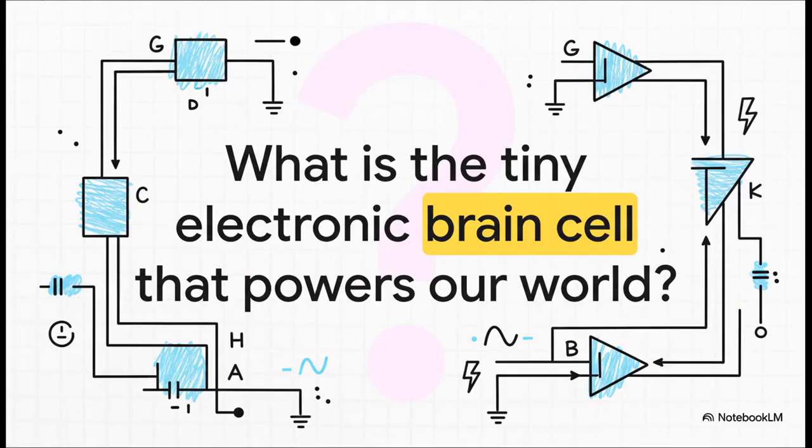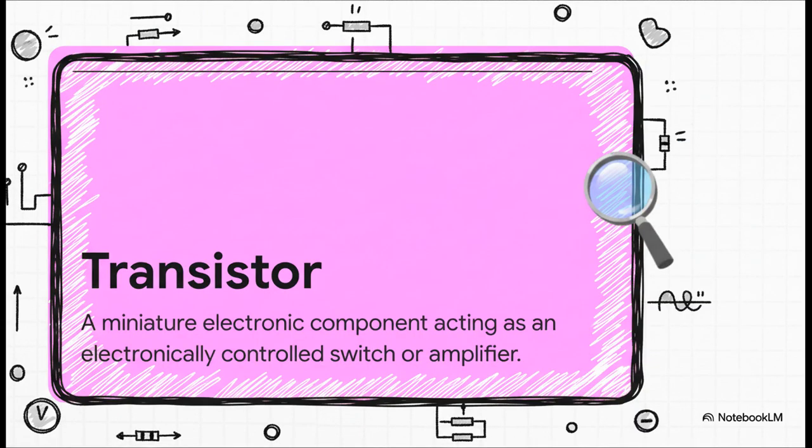So I want you to think for a second. What's that one tiny, microscopic component that acts like a brain cell, but for our electronics? There are literally billions of them inside our phones and computers, powering our entire world. You've got it. It's the transistor. And at its heart, it's pretty simple. It's a tiny little device that has two amazing superpowers.